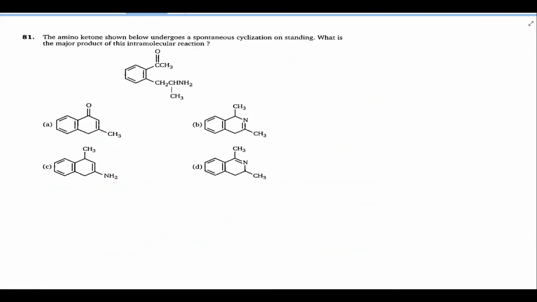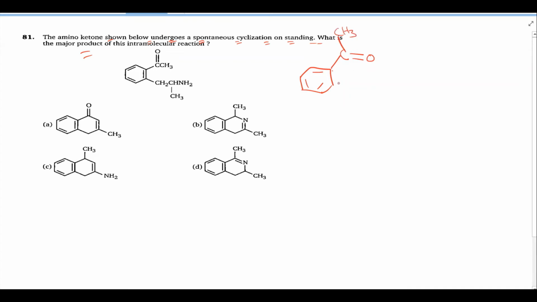Question number 81 onwards. So this is question number 81. The amino ketone shown below undergoes spontaneous cyclization on standing. What is the major product? This is very simple. It is an addition followed by elimination type, so it is enamine type also. This is C double bond O, and here there is a CH3.